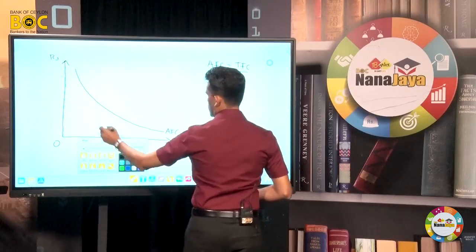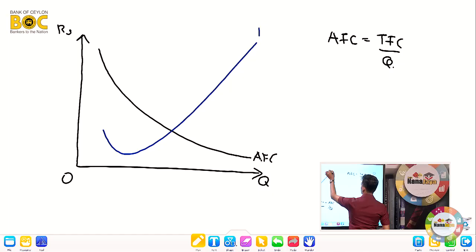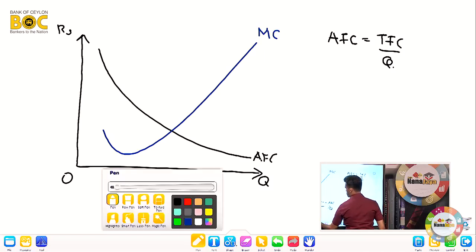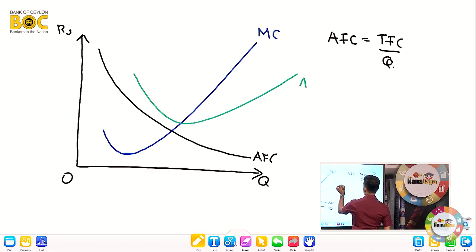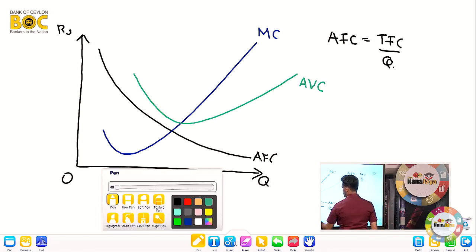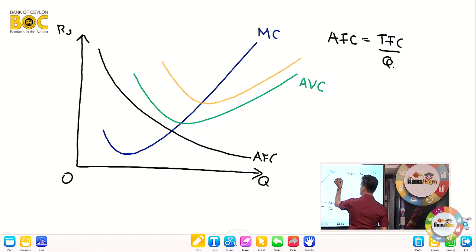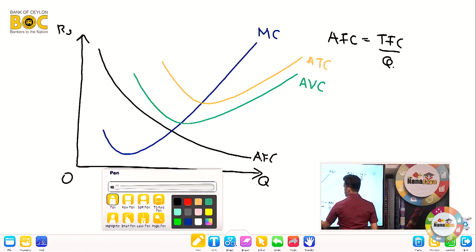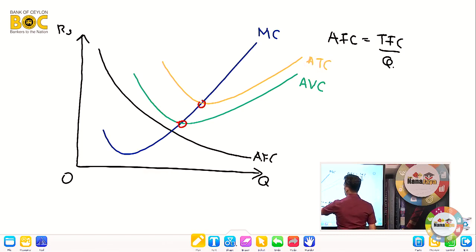The marginal cost curve takes a U-shaped graph, and then the average variable cost curve takes this kind of a shape. The average total cost curve takes a U shape again. Always in the short run cost behavior, the marginal cost curve passes through the minimum points of both the average variable cost curve and the average total cost curve. The marginal cost curve passes through the minimum point of the average variable cost curve and then the minimum point of the average total cost curve.